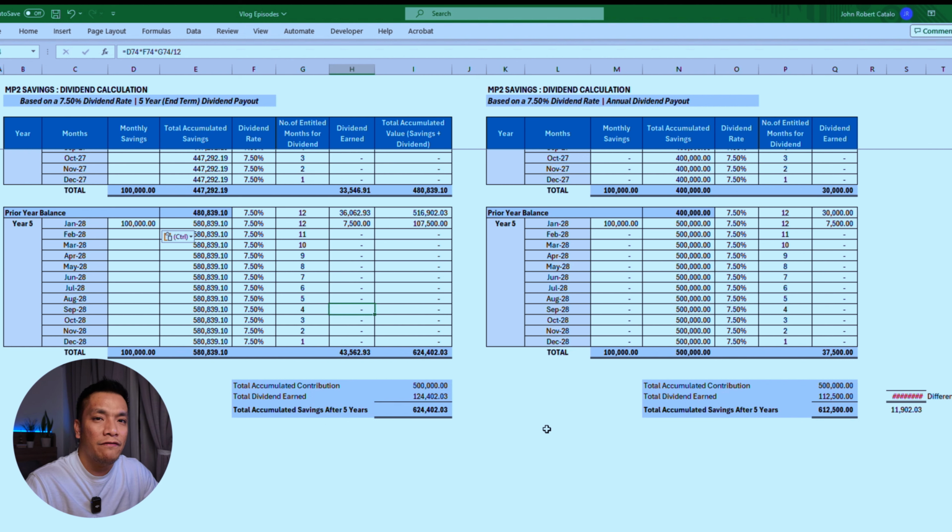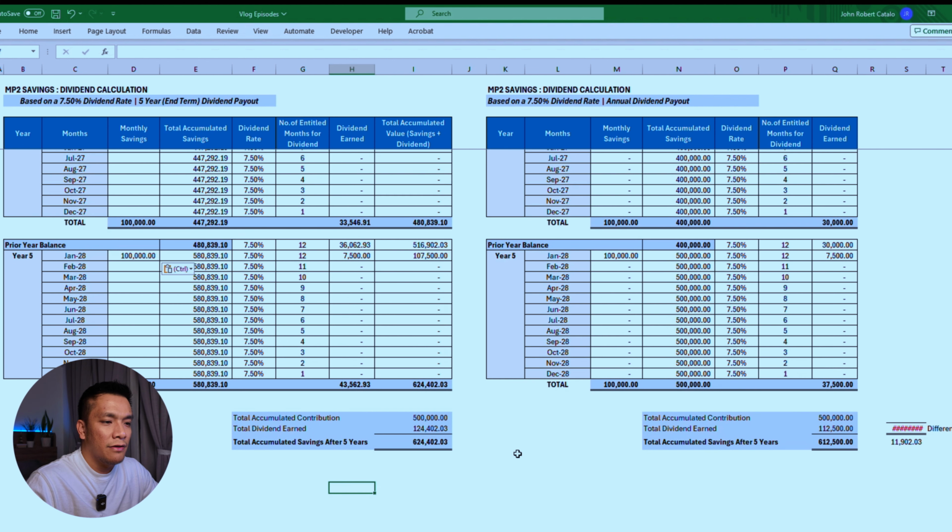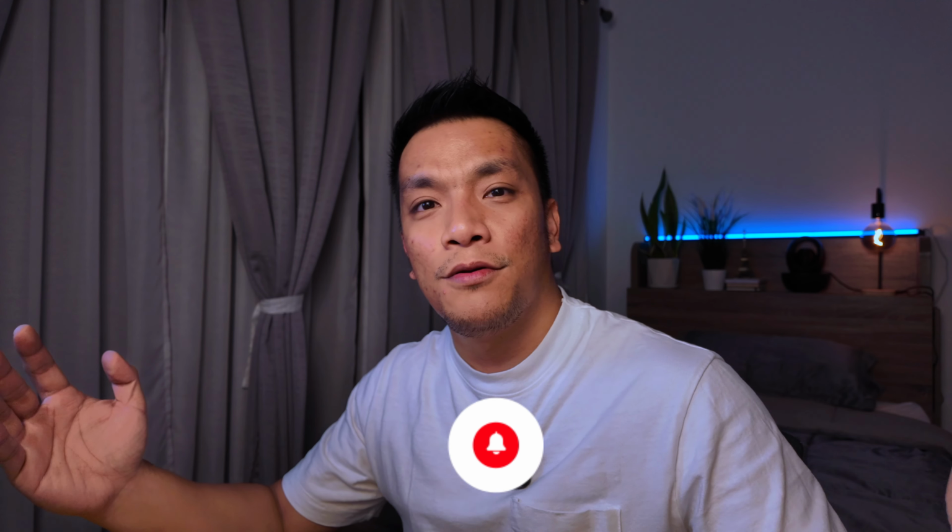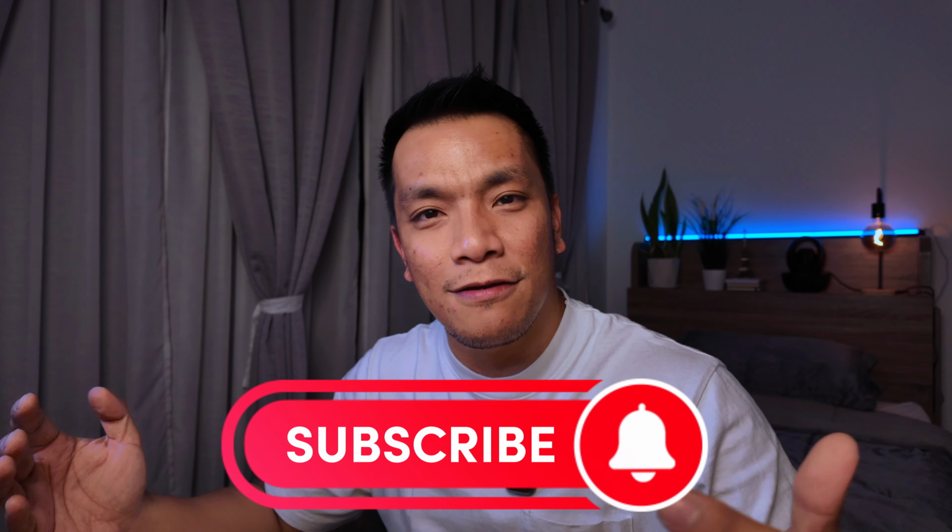So, ayan. Now you have an idea kung magkano yung aabutin ng 500 monthly contribution and kung magkano yung aabutin if ever mag-invest kayo ng 100,000 every year, every beginning of the year for the period of 5 years. So, yeah, that's how dividend is calculated with your investment sa Pag-IBIG MP2 Savings Program.